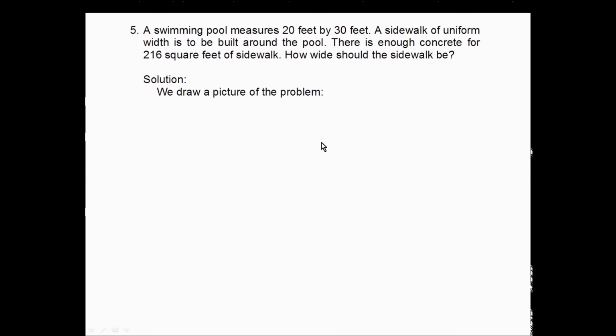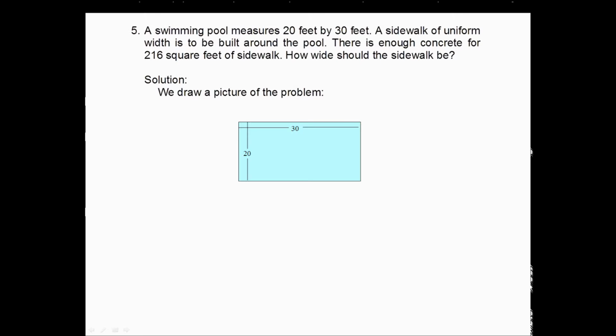Now, when you draw the swimming pool, leave a little bit of space here because you're going to build the sidewalk. So go ahead and draw your swimming pool. Okay, there's my swimming pool. It's 20 by 30. Okay, I've made it blue for the water. Okay, I'm going to put a sidewalk around this. And the width of the sidewalk is, I don't know. I'm going to call it X as in I don't know.